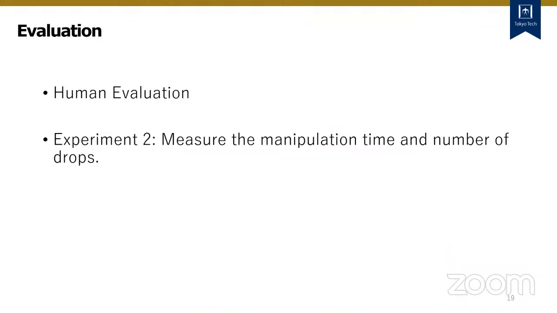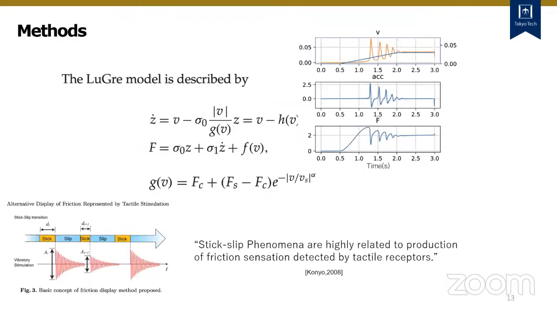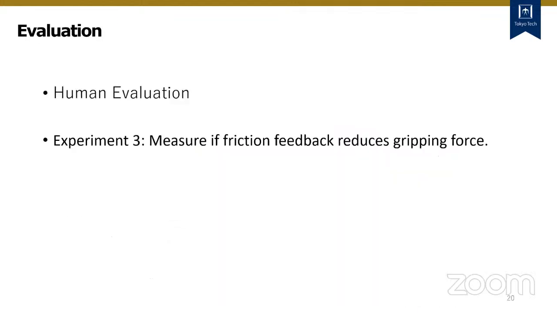Okay, and experiment two. My plan is to have users perform the peg-in-hole operation, which requires skill and can be compared with previous research papers. They also used peg-in-hole, so I want to measure the manipulation time and number of drops. Next, we plan to have users grip objects with the minimum distance between the fingertips. We will record and compare the finger spacing with and without tactile feedback to confirm this conclusion.